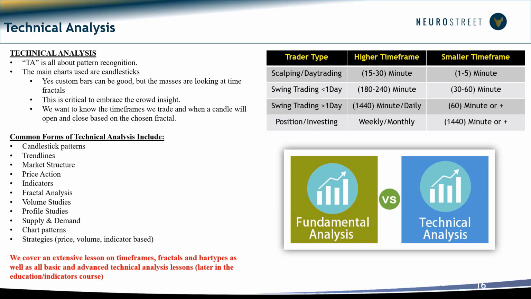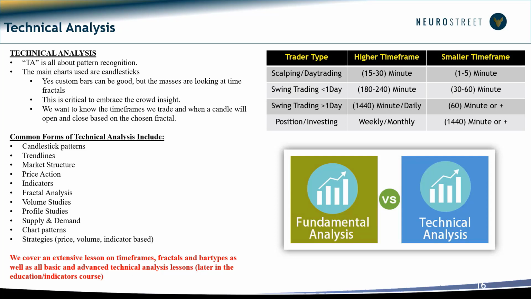So there are different categories of traders, right? Scalping and day trading, where you've got smaller time frame charts and higher time frame charts. You've got swing traders, and then longer term swing traders, and then you've got position traders and investors, right? And so every trader is going to have a different stance. Different traders are going to look at different things for different reasons.